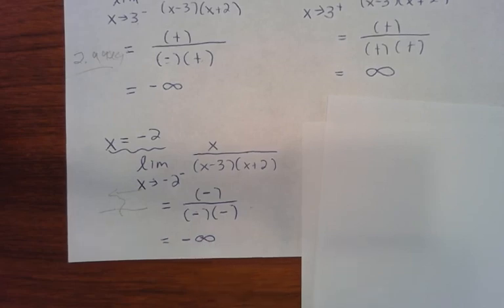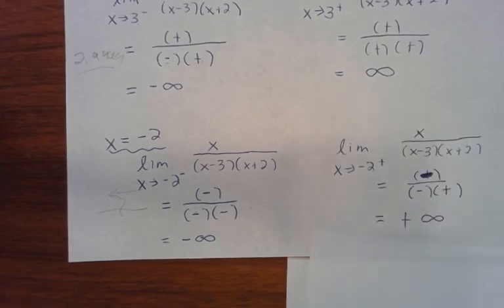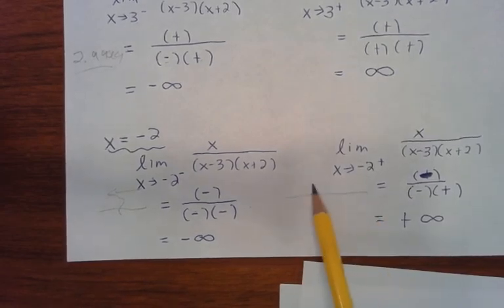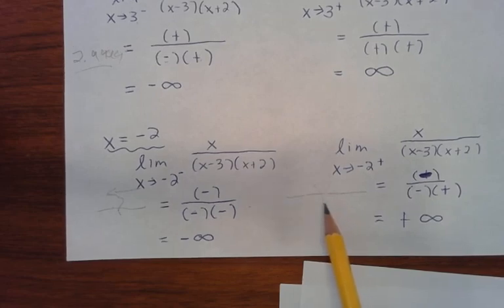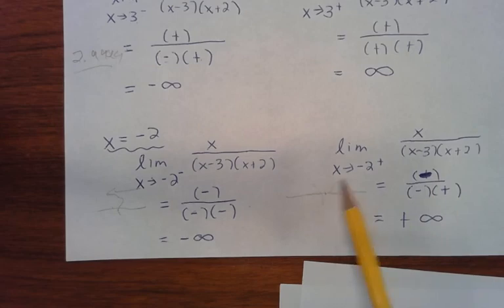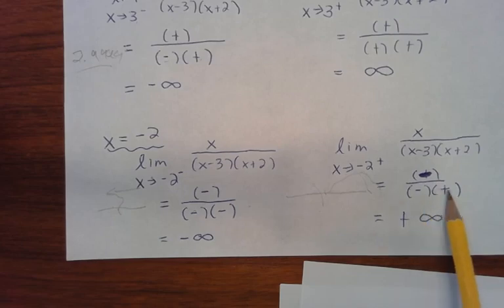And the same thing as we approach negative 2 from the right-hand side. What's a number just to the right of negative 2 on the number line? Negative 1.999, sure, let's think about it that way. So that's a negative up here. Negative minus a negative, still negative. Negative 1.999 plus 2 does bring me back over to the positives. So negative divided by negative times positive, we approach positive infinity.